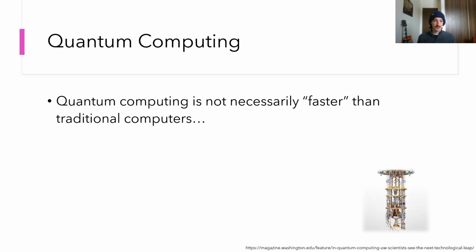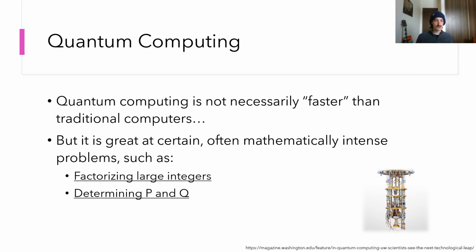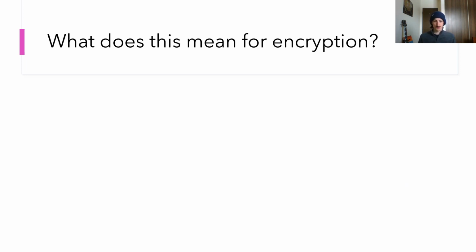A common misconception about quantum computing is that it's necessarily faster than traditional computers. A lot of people think that because it's quantum, it's way better than anything we have. But the truth is, it's much faster on a certain subset of problems, oftentimes mathematically intense ones, which, in the case of cryptography, include factorizing large integers, which leads to determining P and Q, which renders our current cryptography somewhat obsolete. So what does this mean for encryption?